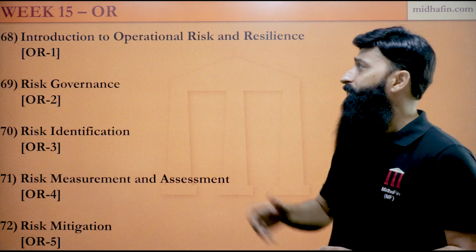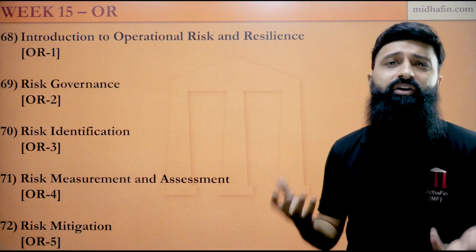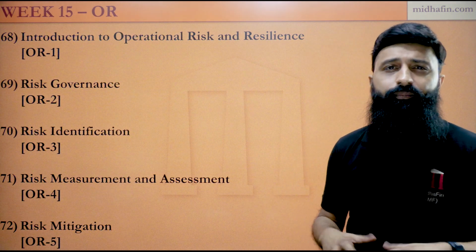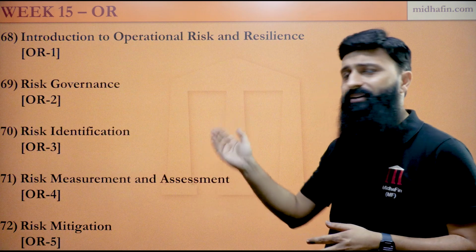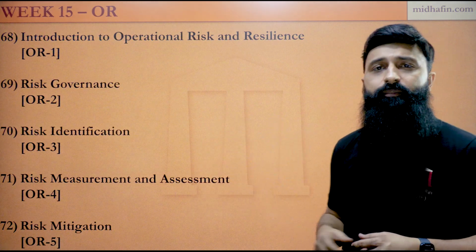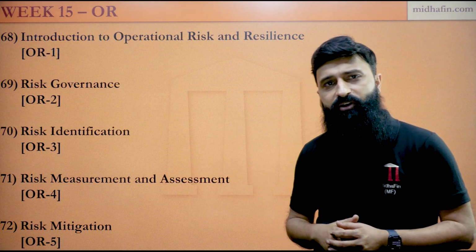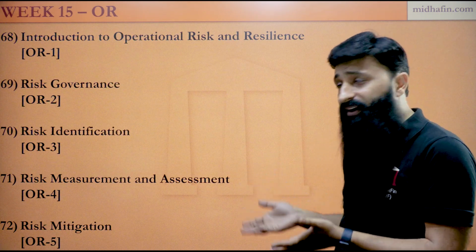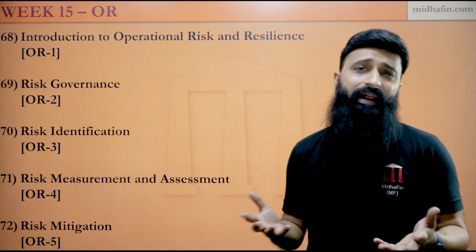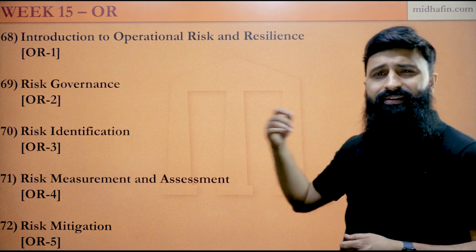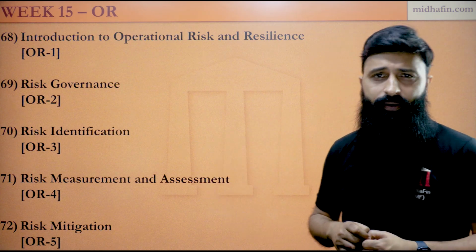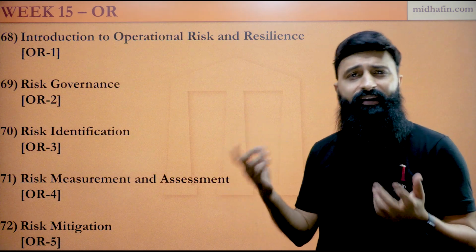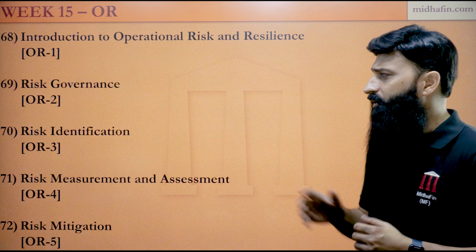So introduction to operational risk and resilience provides the foundational knowledge on operational risk management and resilience to understand the broader scope of operational risk. Then you have risk governance. It explains Basel regulatory expectations for operational risk governance, roles of different committees, board of directors, the 3 lines of defense model, and best practices for risk appetite and risk culture. All these things will be discussed. So you are focusing on governance structures and regulatory expectations in this particular chapter.